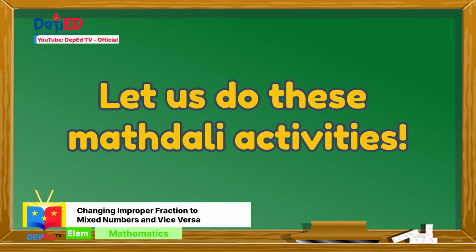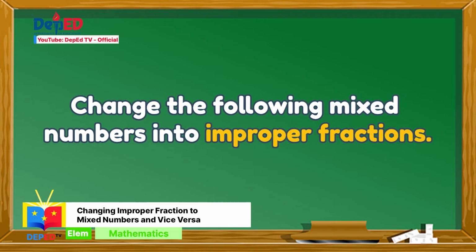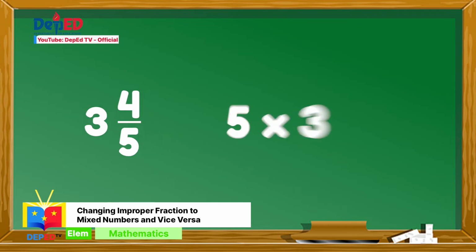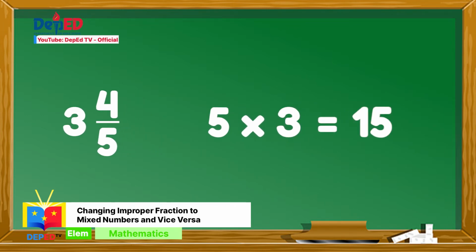Let us do these mathly activities. Change the following mixed numbers into improper fractions. Change 3 and 4 over 5 into an improper fraction. Let us multiply the denominator to the whole number. 5 times 3 is 15.